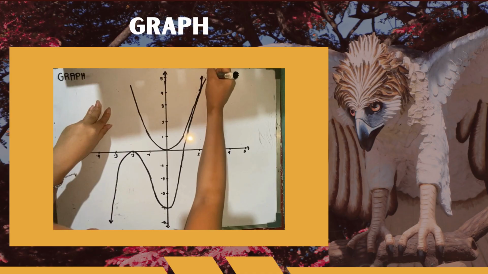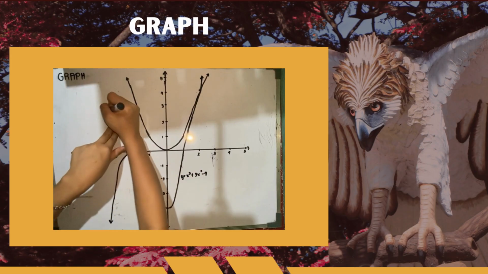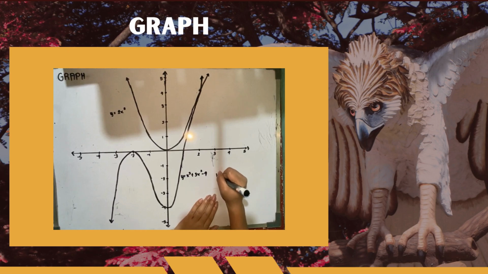So now let's proceed to our conclusion. So, for our conclusion, therefore, the area of the region is 7/2 square units.